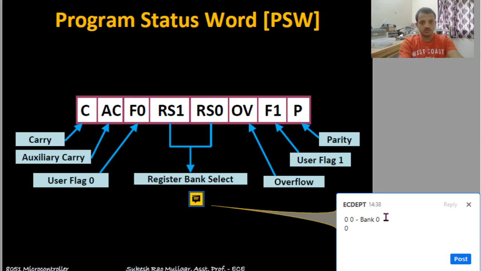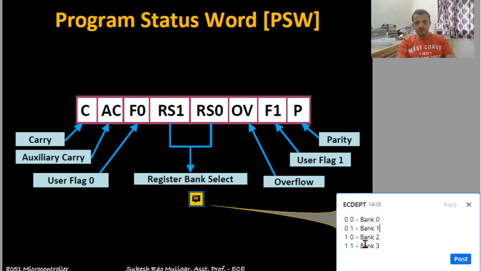that means it is 01, then bank 1 is selected. Then if it is 10, bank 2 is selected. And finally for 11, bank 3 is selected. So this is the way in which it is organized.